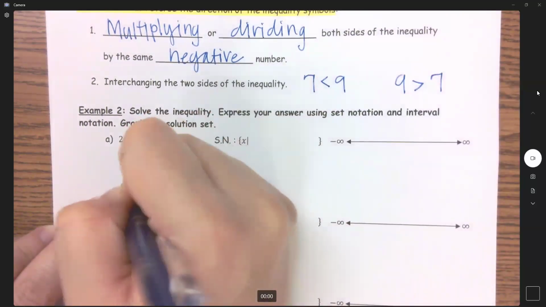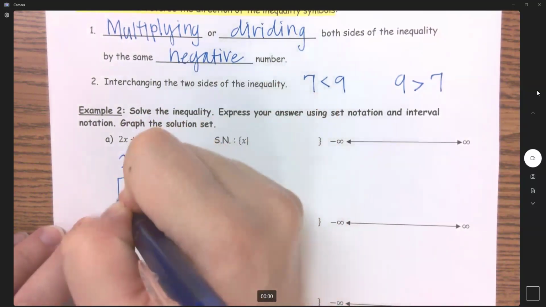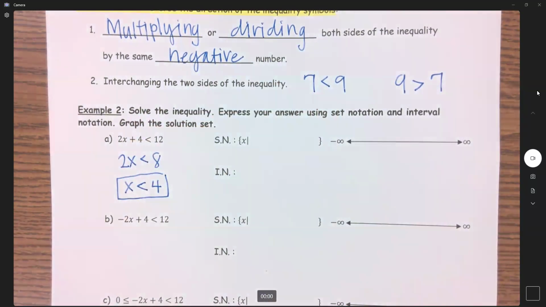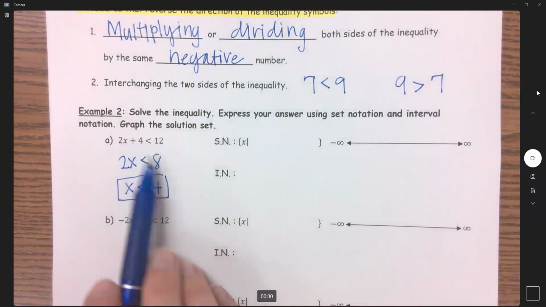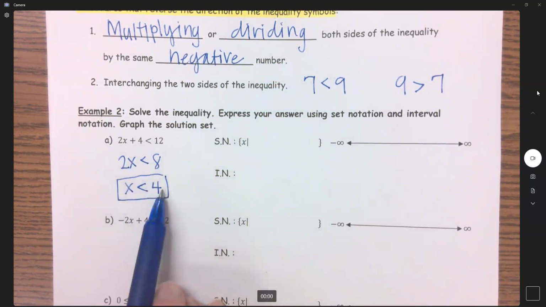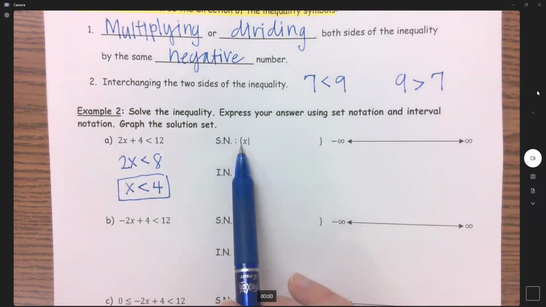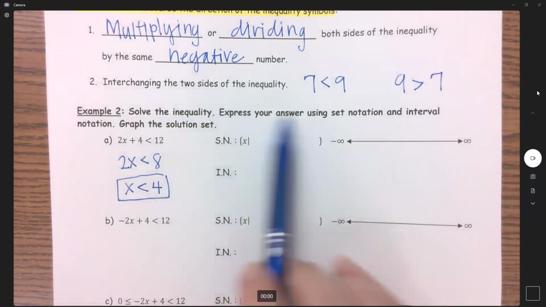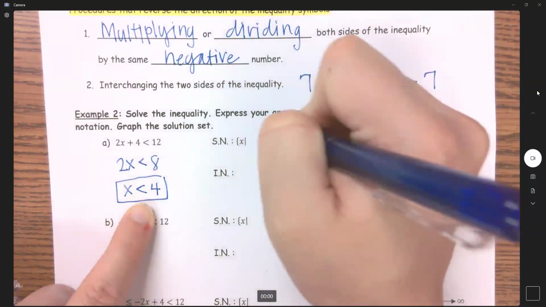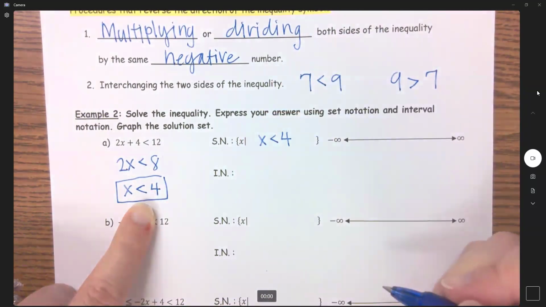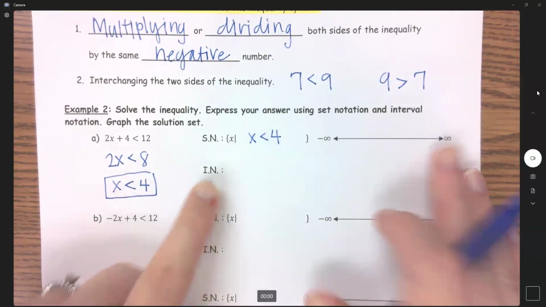So I'm going to get x is less than 4. So subtracted the 4. 12 minus 4 is 8. Divide by 2. 8 divided by 2 is 4. So in set notation, this is the set of all x such that, and this is what's in my math lab, and you are just putting in that x must be less than 4. So let's go ahead and graph that, and that to me helps with interval notation.